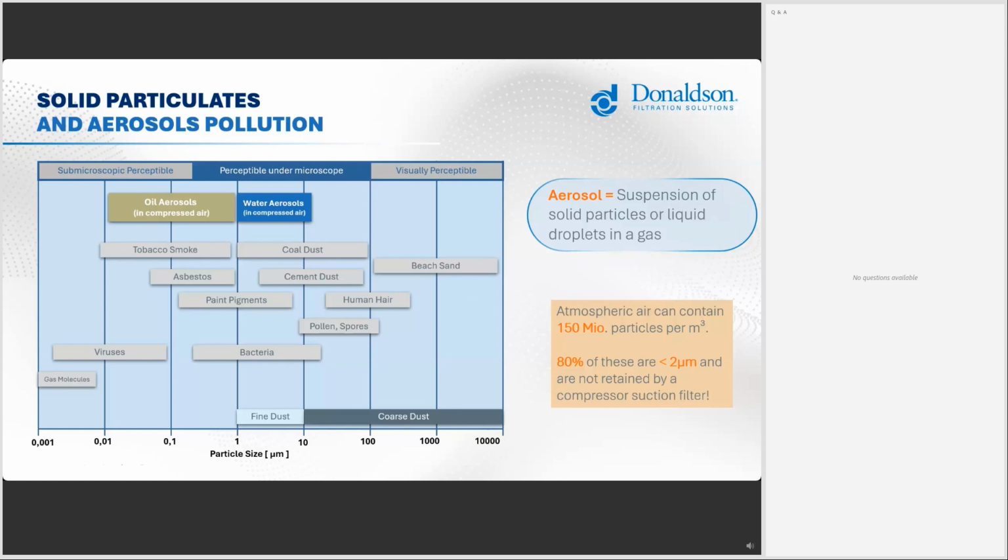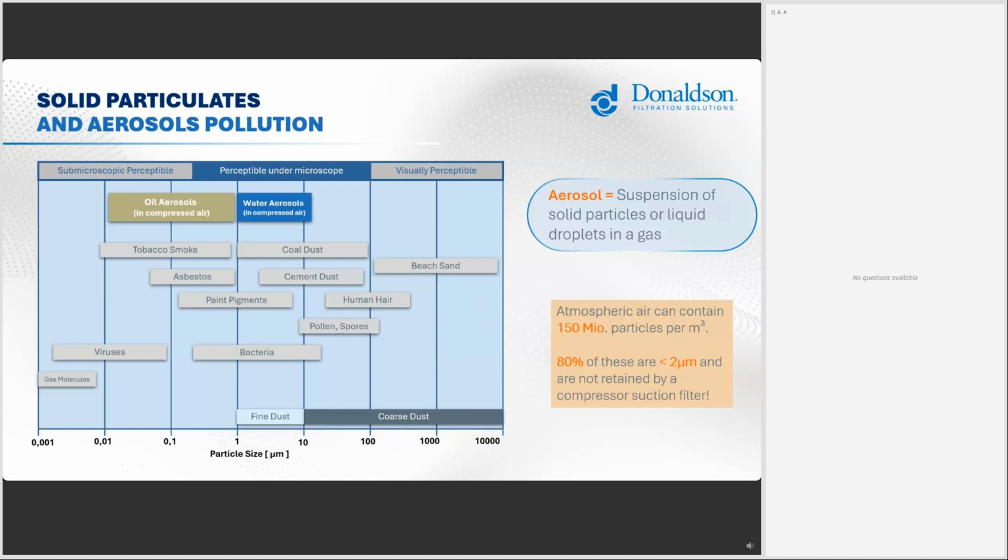pollution. So aerosol, this is a suspension of solid particles or liquid droplets in a gas. So if we are talking about particles, they can be either solid or liquid. And in that chart, what you see here on that slide, you see different particle sizes and examples for different particles or aerosols, starting even at gas molecule size of 0.001 microns and ending up in coarse dust, or even here like beach sand in a couple of millimeters in particle size.